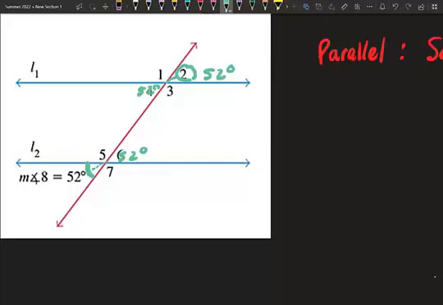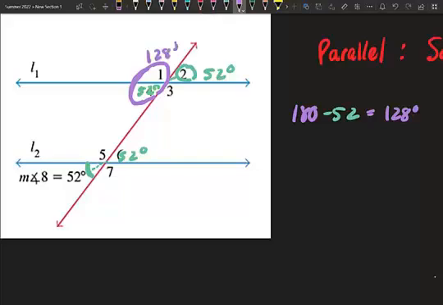Now, if you don't know where to go from here, find another angle. You're missing angles next to it. You see how these are next to each other? They're always supplementary. So we can say 180 minus 52. And we get 128 degrees. So angle 1 is 128 degrees. You see how they share the same vertex? That means this is 128 degrees.